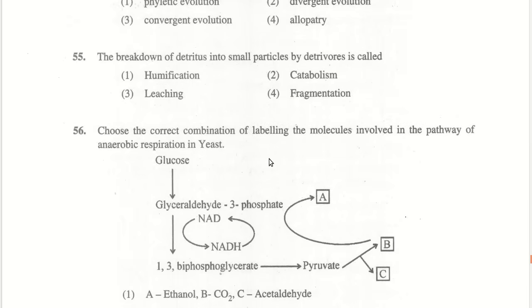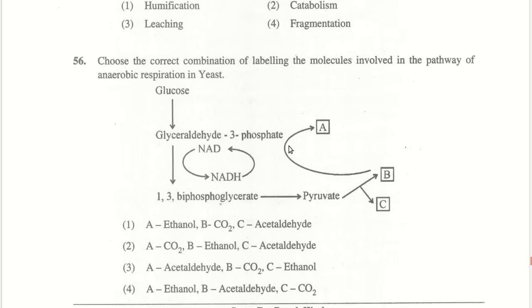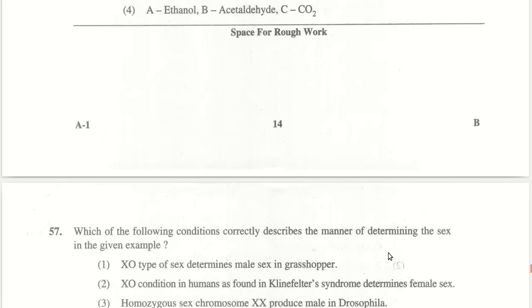56th, choose the correct combination of labeling the molecules involved in the pathway of anaerobic respiration in yeast. So for the 56th, they have given A, B and C to be identified. So glucose, glyceraldehyde 3-phosphate, they form 1,3-bisphosphoglycerate, pyruvate. Pyruvate is going to break into two parts. So B is going to be acetaldehyde, C would be carbon dioxide. Acetaldehyde undergoes ethanol formation. A is ethanol. So the right answer for 56th is A ethanol, B acetaldehyde, C is carbon dioxide.